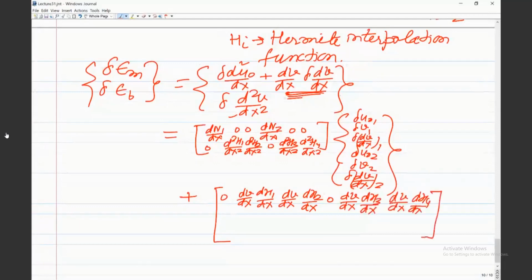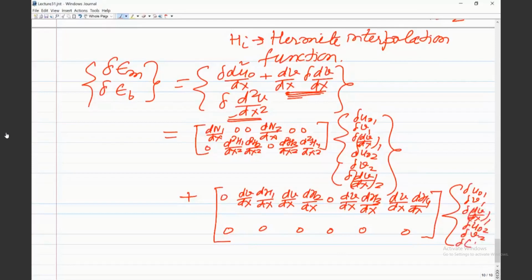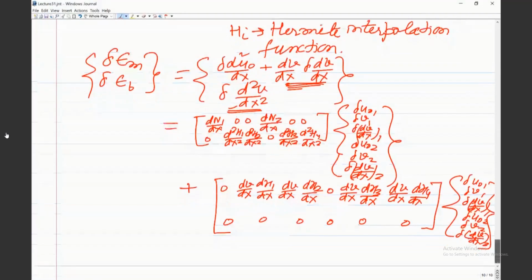So in the second, in the epsilon b bending strain, we don't have any nonlinear term, so all these terms are actually 0. And this side of course you have again the same delta u naught 1, delta v1, delta of dv by dx at 1, delta u naught 2, delta v2, and delta of dv by dx at 2. So this is the variation of strain.